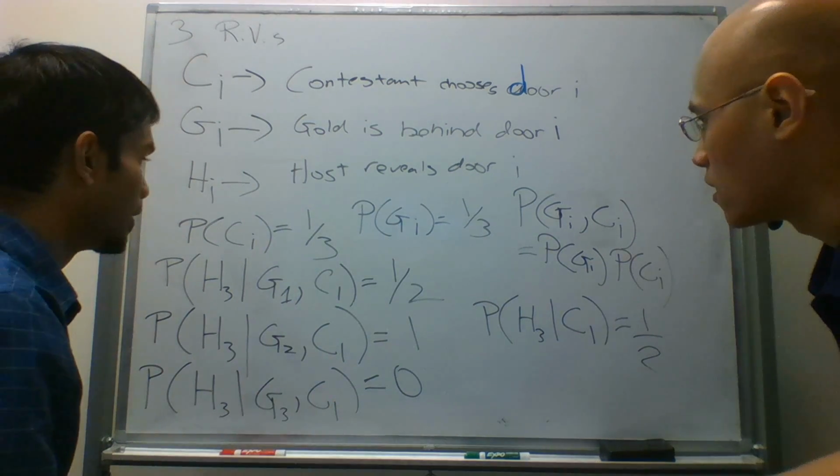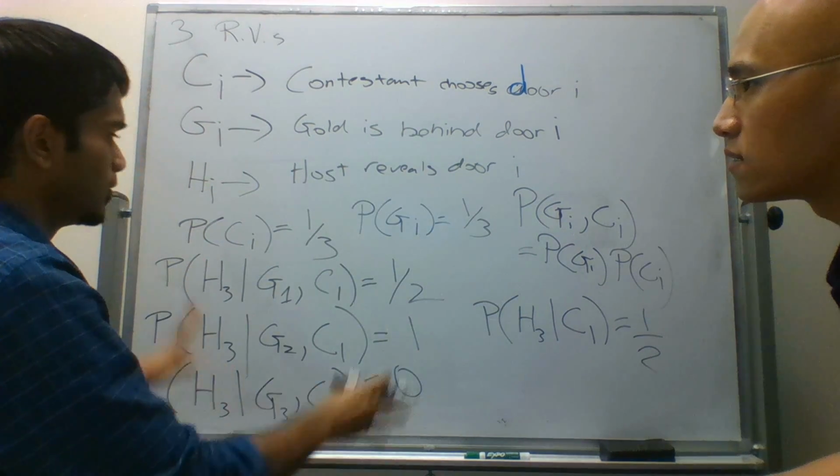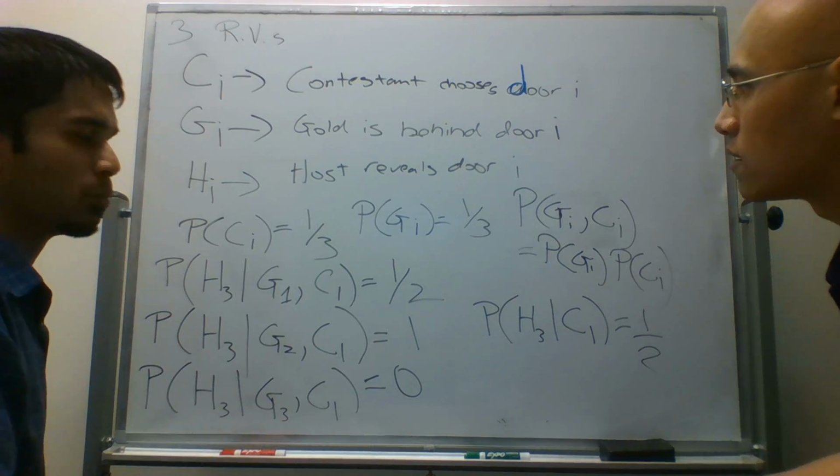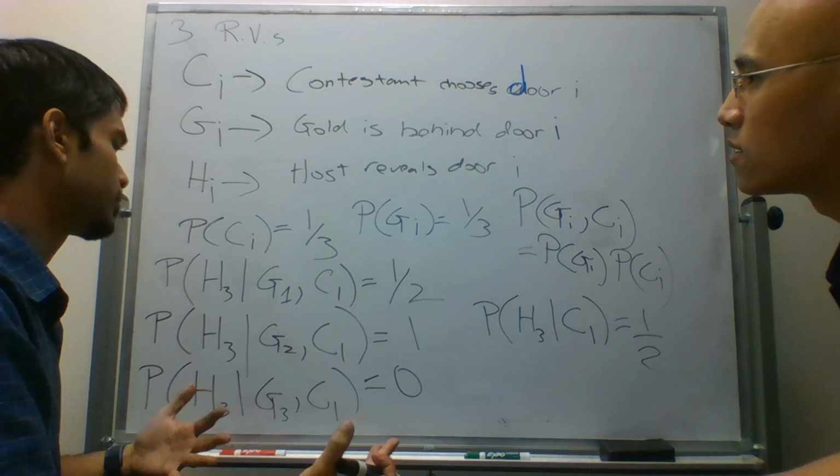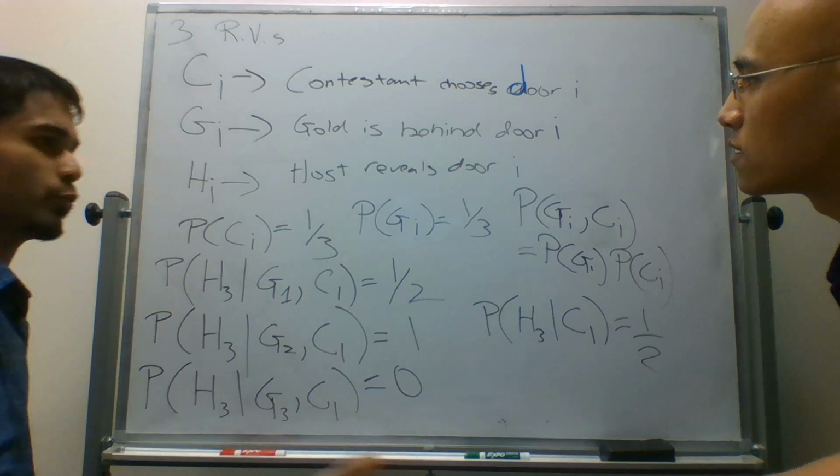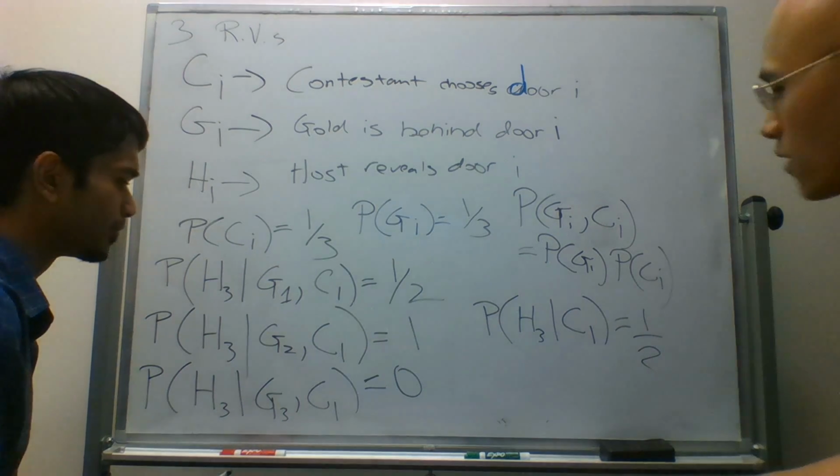So okay, with all this information, let's try to figure out the probability of getting a prize or gold if you switch. Sounds good. Okay, let's do that.